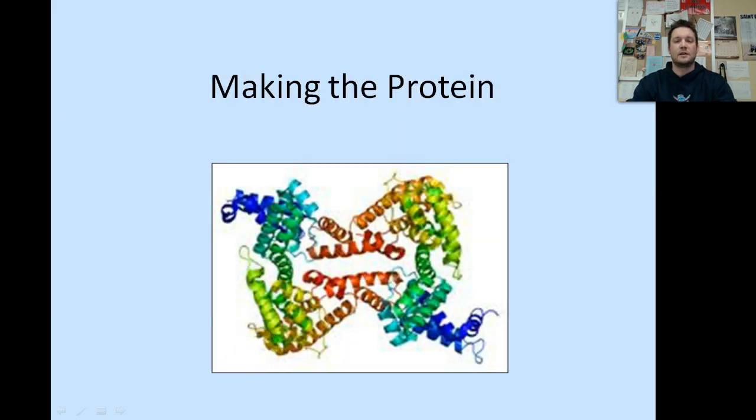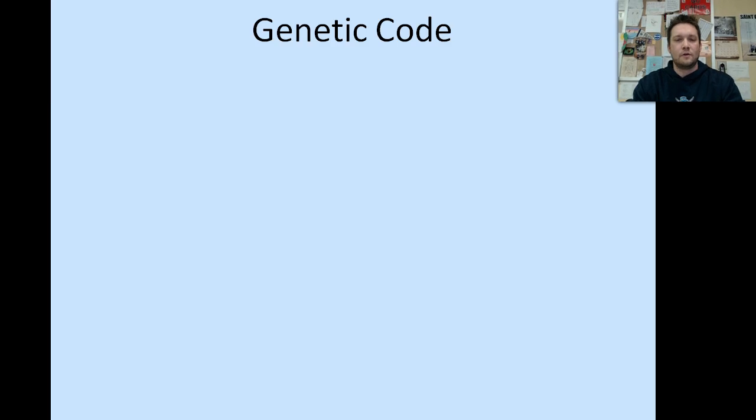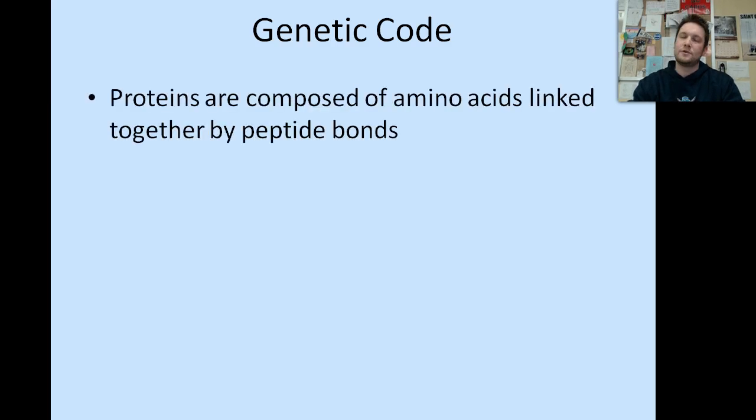Okay, so let's get into this actual process. All right, so first we need to talk about the genetic code. How is it you get information from DNA and make a protein from it? Okay, so remember proteins are made out of amino acids that are all linked together by peptide bonds. Hopefully that's old news by now.